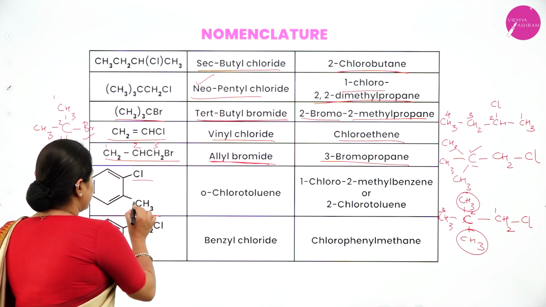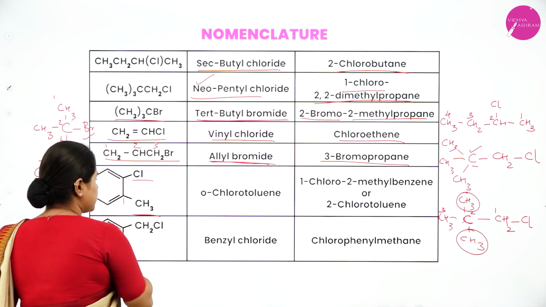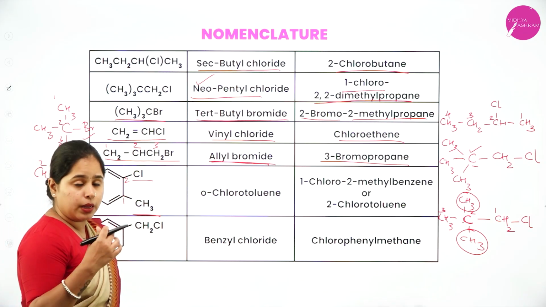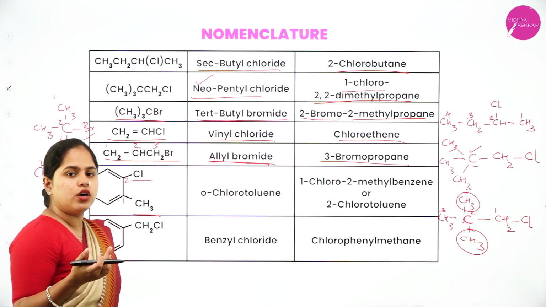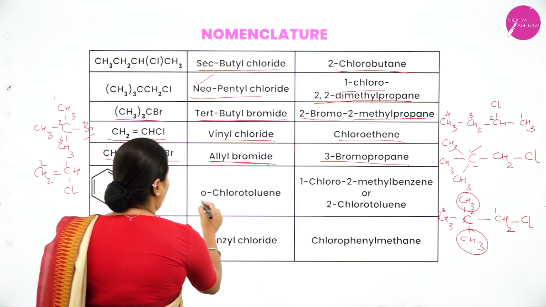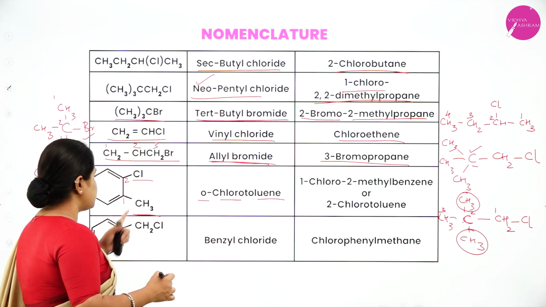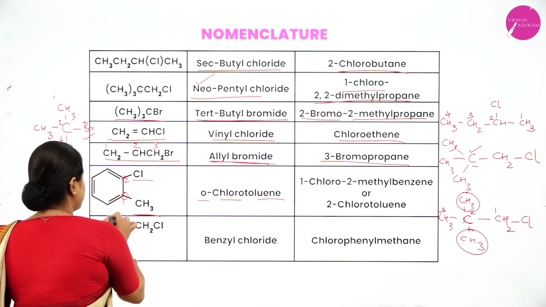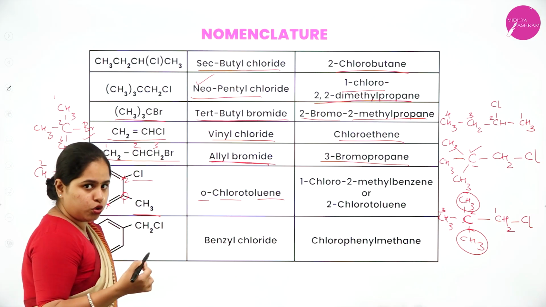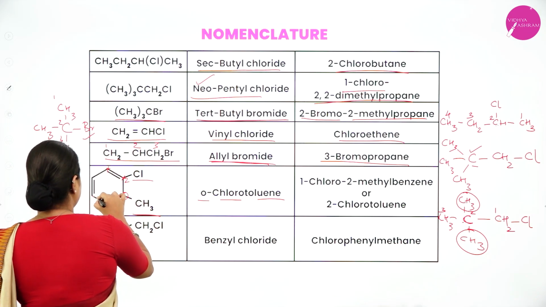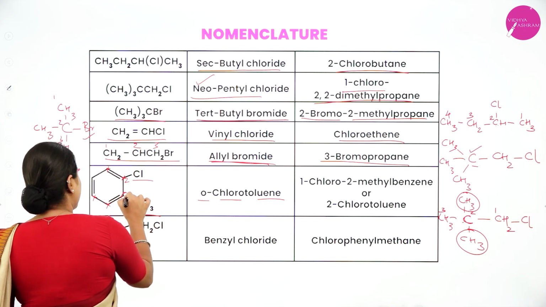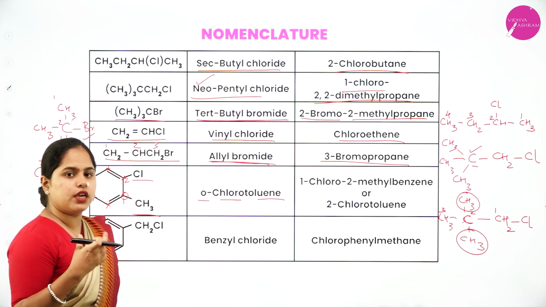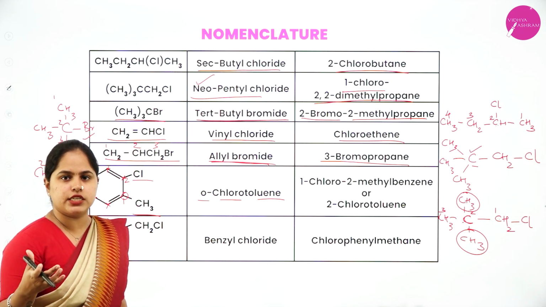Okay, so if this is the toluene, this is the first carbon atom, and in order, this will be numbered as the second one, right? So according to the common name, we can name it as orthochlorotoluene. Considering this particular carbon atom, this position and this position are called ortho positions. These two positions are called meta positions, and the direct opposite position is called the para position. So instead of numbers, we can use ortho, meta or para in common names.